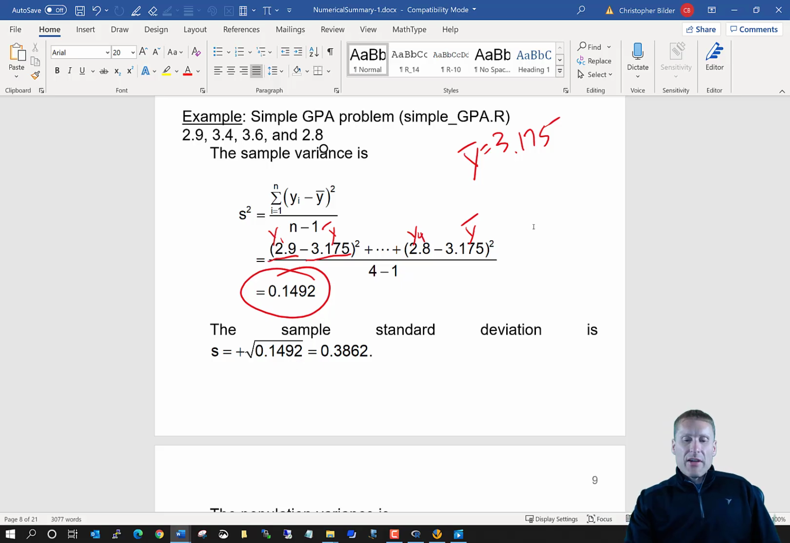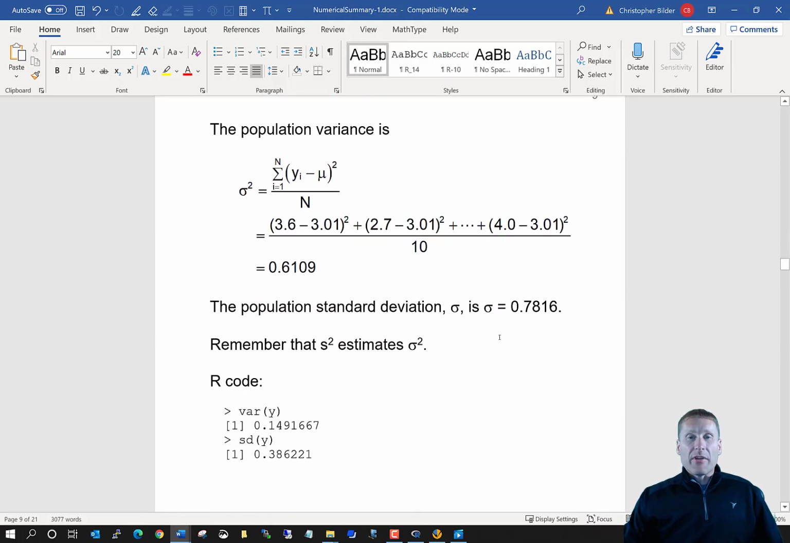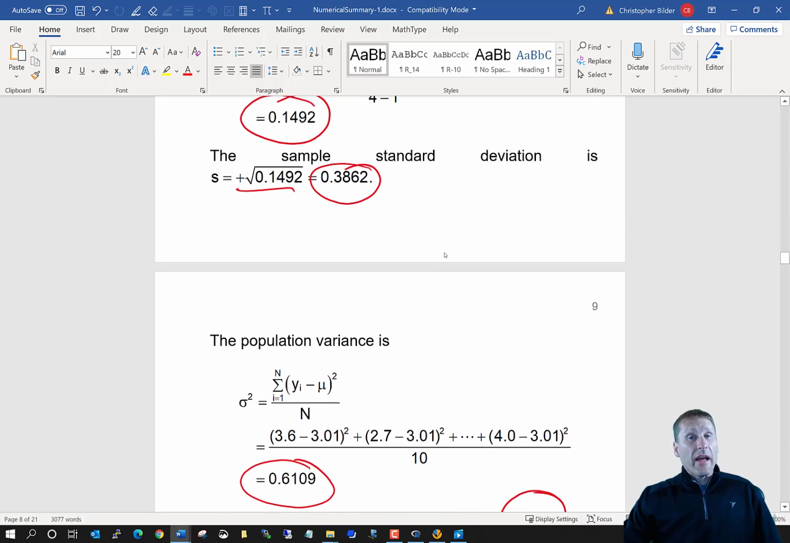So the sample standard deviation is the positive square root of 0.1492, or 0.3862. One could calculate the population variance as well, and we get 0.6109. The population standard deviation is 0.7816. Now again, remember, S squared estimates sigma squared, or equivalently S estimates sigma. And so we can see that we were somewhat off. The true population standard deviation is 0.78, but we got 0.38 for our sample.